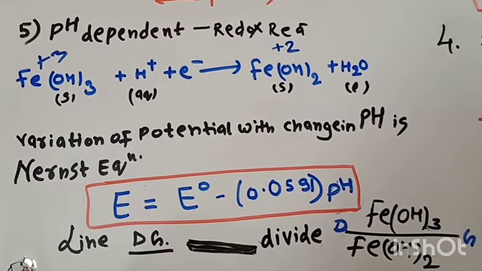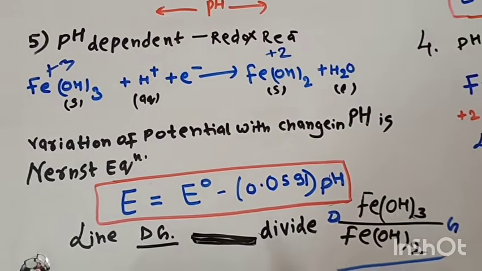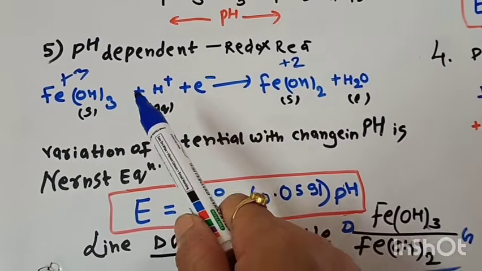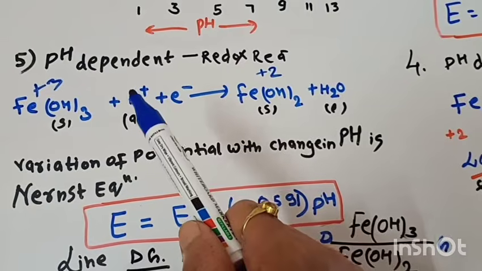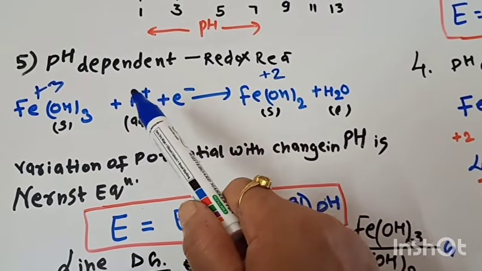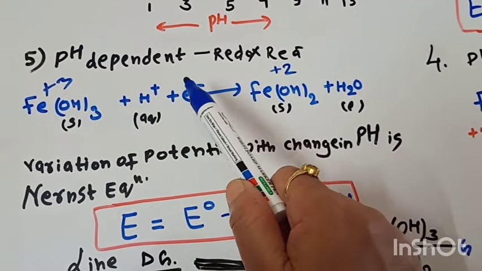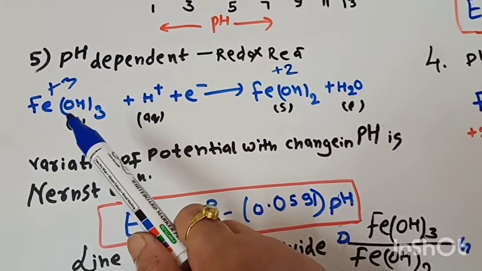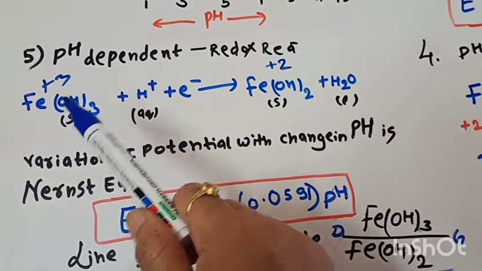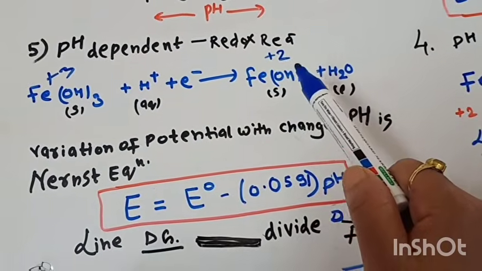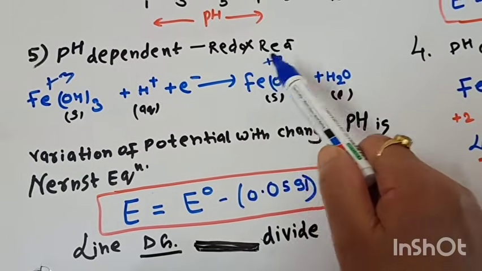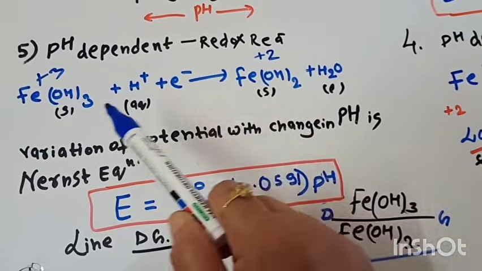This reaction, the last reaction involved in the Pourbaix diagram, is where our ferric hydroxide is getting reduced to ferrous hydroxide, and we can say here H plus ions are involved. So students, this is our pH dependent reaction, and the oxidation number is also changing here, Fe3+ and this species is our Fe2+ oxidation state. So the oxidation number is decreasing. So this is a type of redox reaction, a reduction reaction.